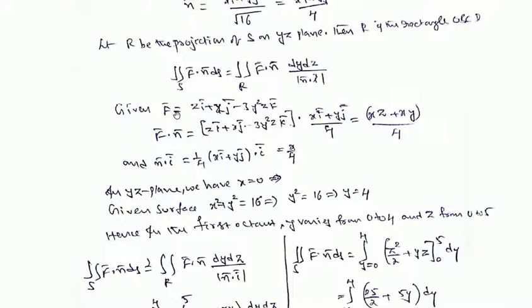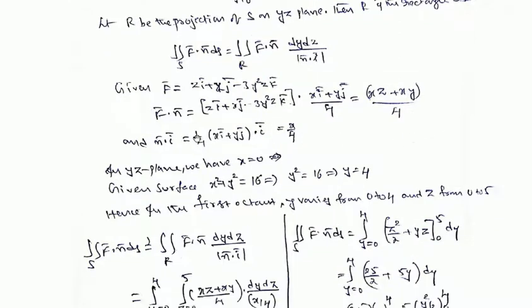So f bar is given. Now we have to find f bar dot n bar, where n bar is x i bar plus y j bar divided by 4. Now find the dot product of these two vectors. Since i bar dot i bar is 1 and j bar dot j bar is 1, we get zx plus xy divided by 4. And n bar dot i bar is x by 4.